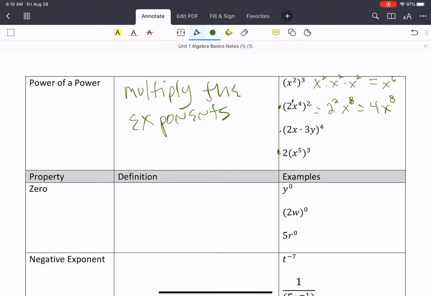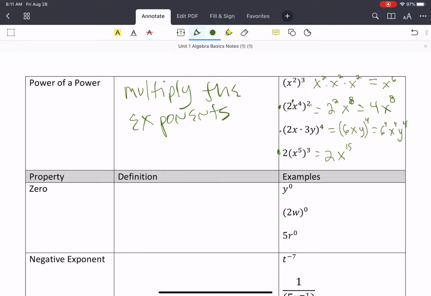Now, before I can give this exponent to everything in the parentheses on this one, I need to simplify in the parentheses. What can be simplified inside these parentheses? Good, the 2 and the 3. So 6xy. So then it would be 6 to the 4th, x to the 4th, and y to the 4th. This one, the 2 should be left alone completely because it's not in the parentheses. And then 3 times 5 is 15.